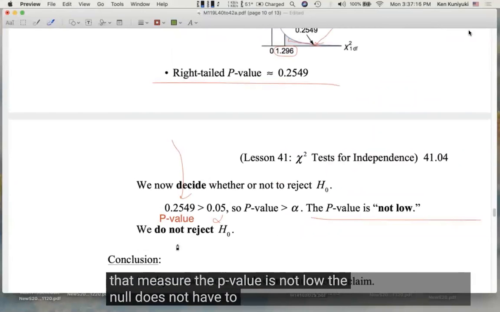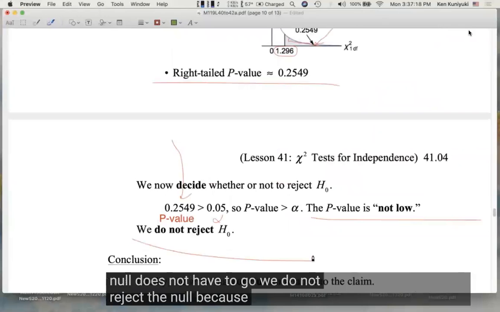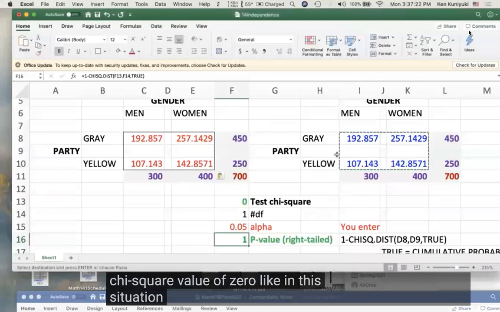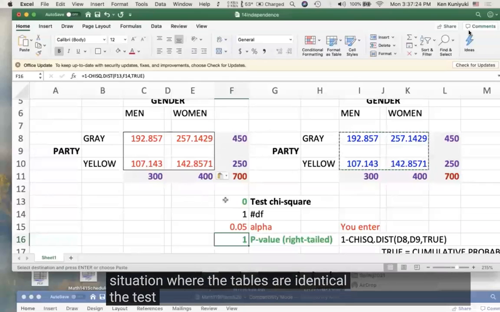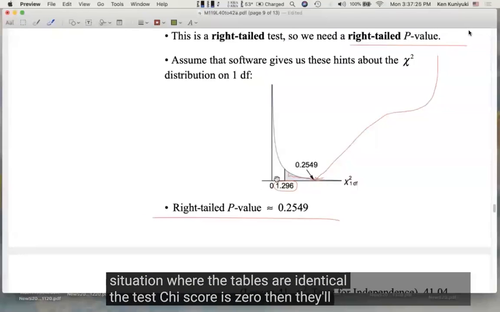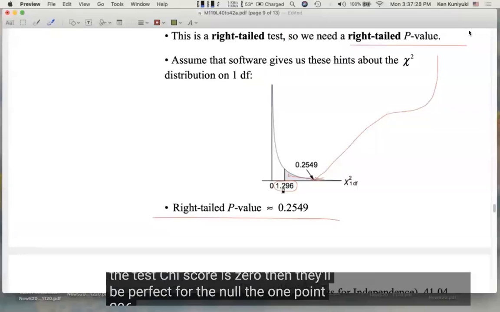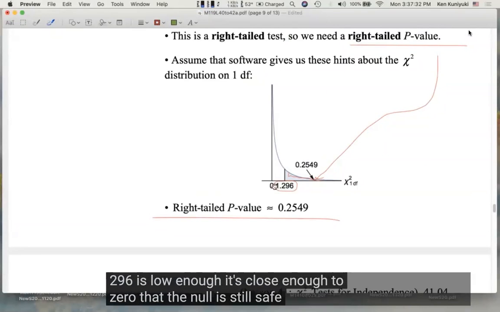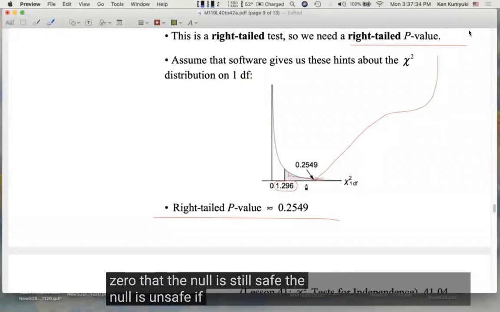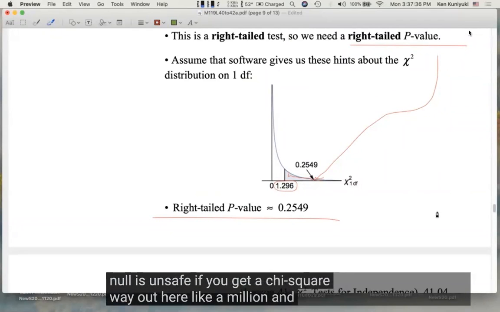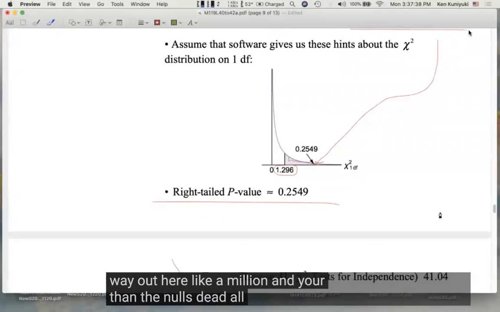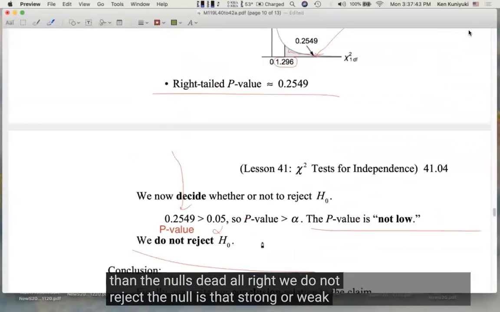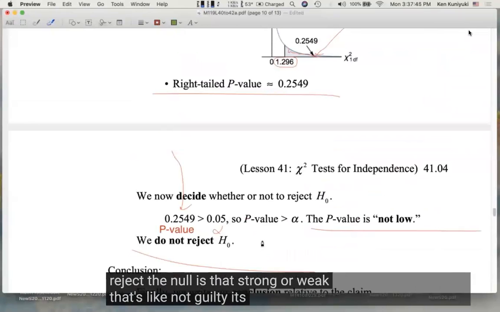The null does not have to go. We do not reject the null. Because remember, a chi-square value of 0, like in this situation where the tables are identical, would be perfect for the null. The 1.296 is close enough to 0 that the null is still safe. The null is unsafe if you get a chi-square way out here, like a million. Then the null's dead. All right. We do not reject the null. Is that strong or weak? That's like not guilty, it's weak.